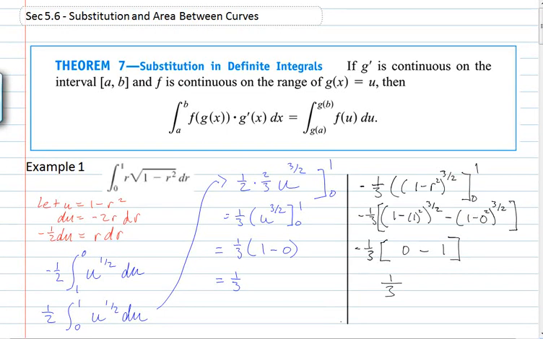So whether or not we switch the bounds, if we change our bounds, we can stick with the u. If we don't change our bounds on the original problem, we have to go back to the original variable. To me, personally, I think it's easier to change the bounds.